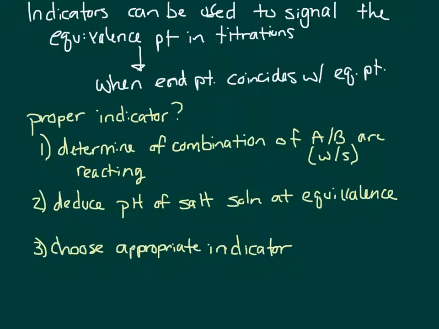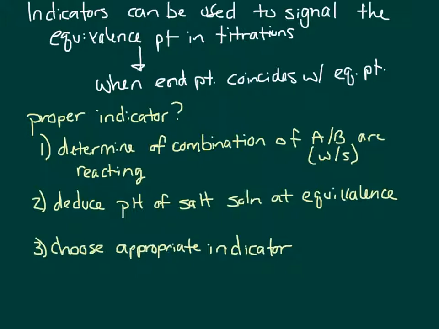So indicators can be used to signal the equivalence point in titrations, which is why you need to know what kind of reaction you are running. When you're using the equivalence point, you need to make sure the end point for the indicator coincides with the equivalence point, so you can notice a change in color at the appropriate time. This is really important if you do not have a pH probe to draw a titration curve. How do you know what's a proper indicator, or how to pick the proper indicator?